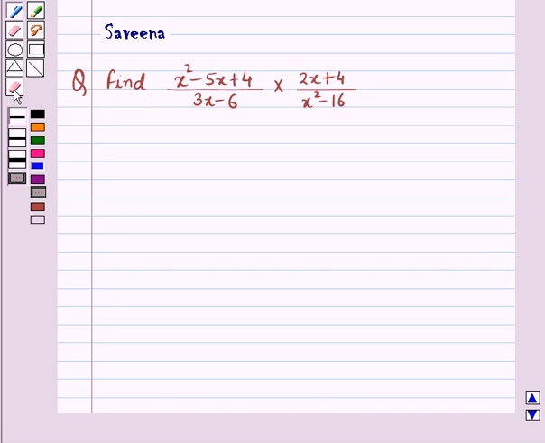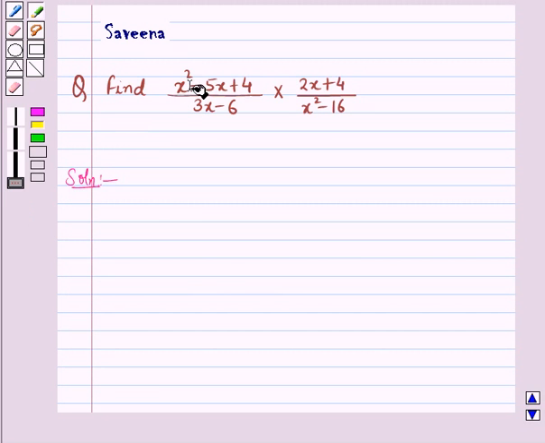In this session, we will discuss a question which says: find (x² − 5x + 4) upon (3x − 6) into (2x + 4) upon (x² − 16). Now let us start with the solution of the given question.